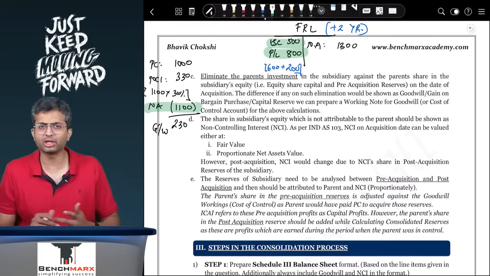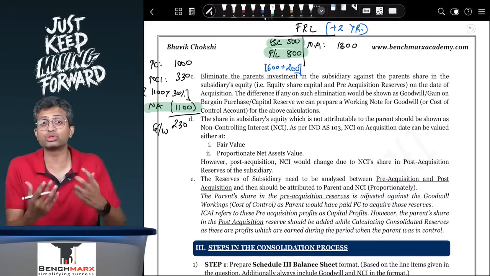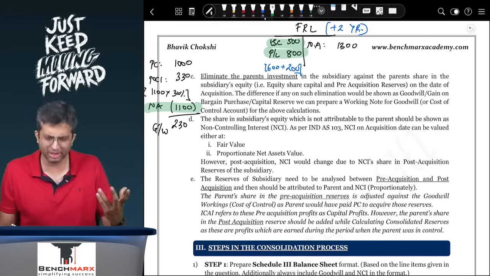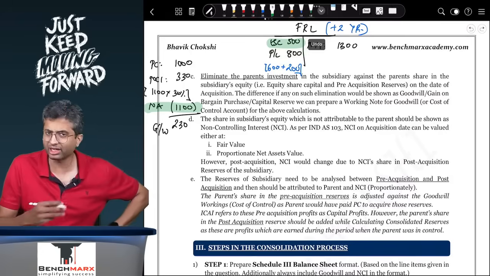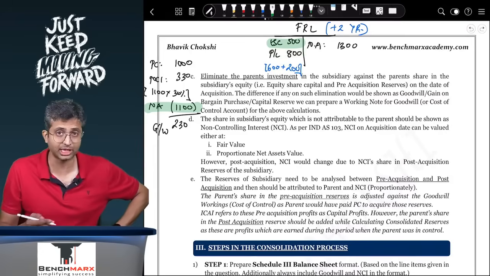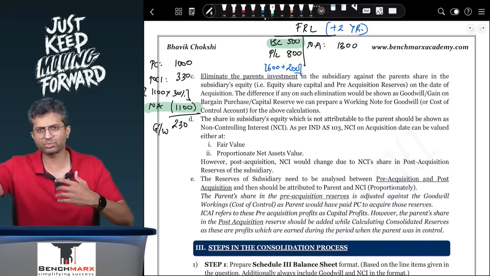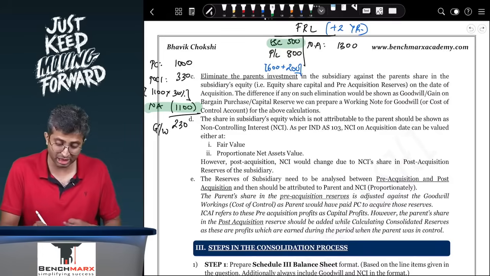But if I want to find a net worth as on the date of acquisition, can I somehow back calculate it? Well, the answer is yes. I can say that, okay, unless given otherwise, the shares remain the same. Typically, we buy shares from the selling shareholders. The company does not issue fresh shares.